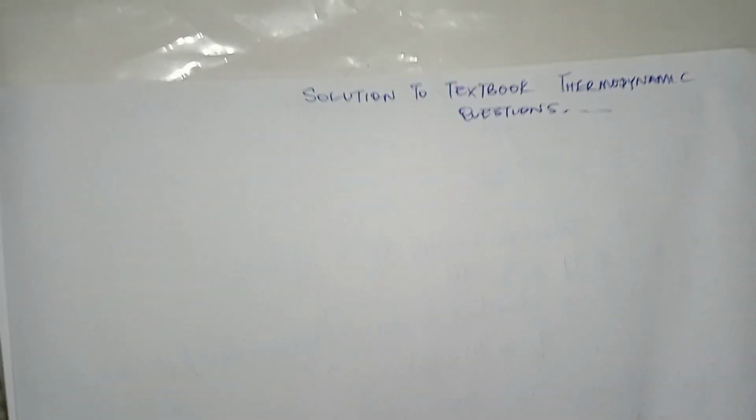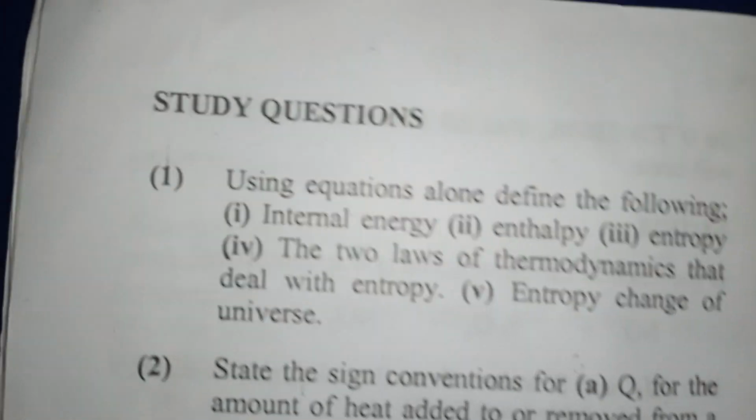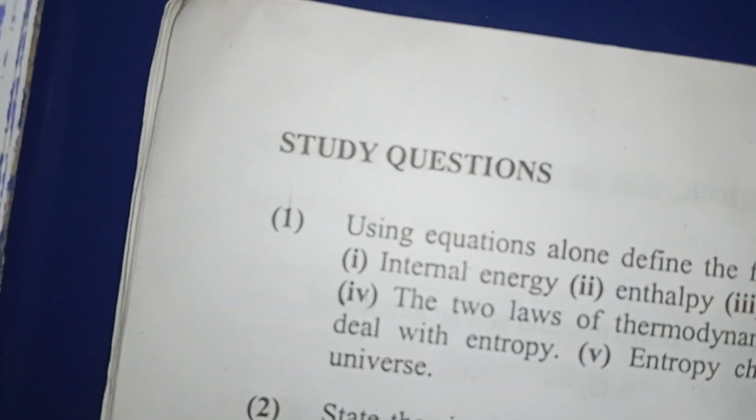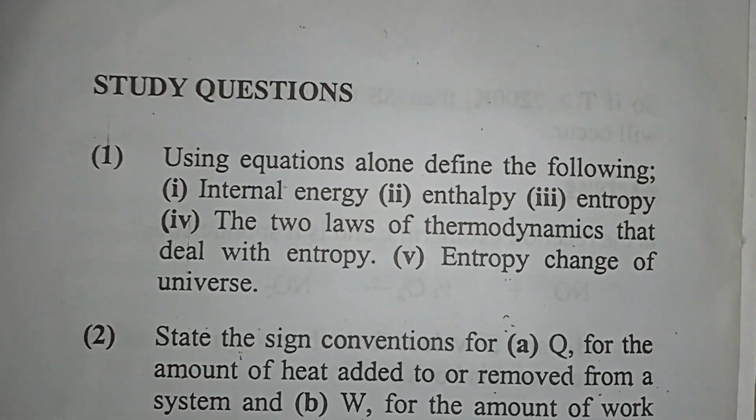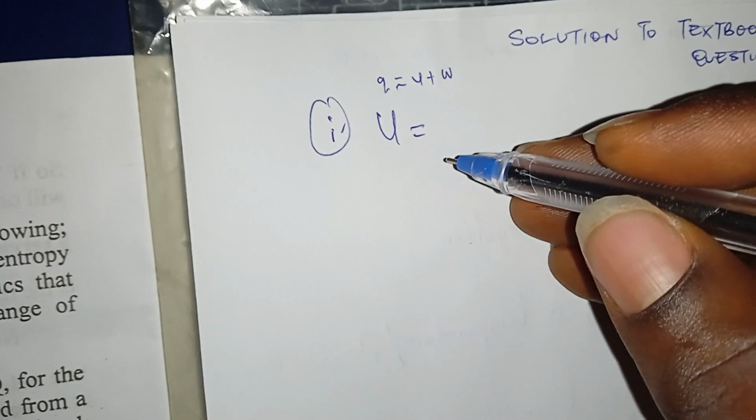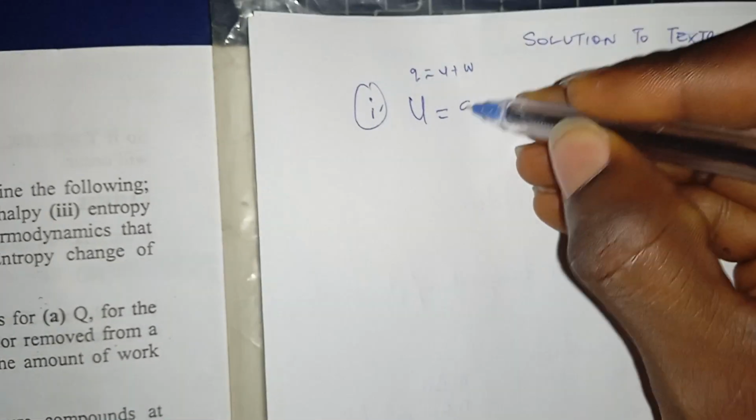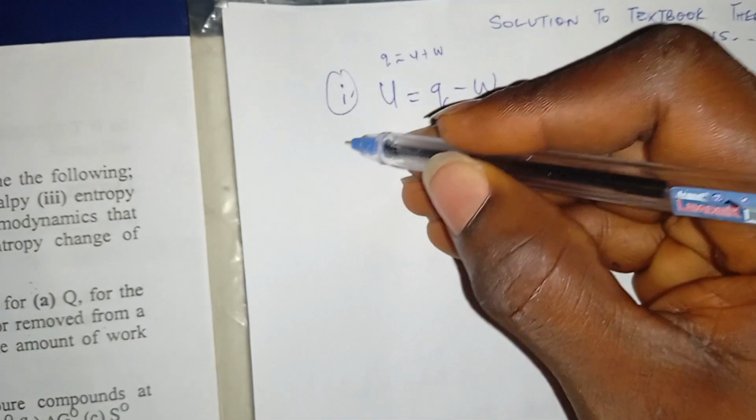Alright, so solution to thermodynamic questions on the textbook. Over here we have a question that says, using equations alone, define the following: internal energy. Internal energy is U, and we know from the first law equation that Q is equal to U plus W, the thermodynamic first law equation. So if I know this, it means that U is equal to Q minus W, just like that.